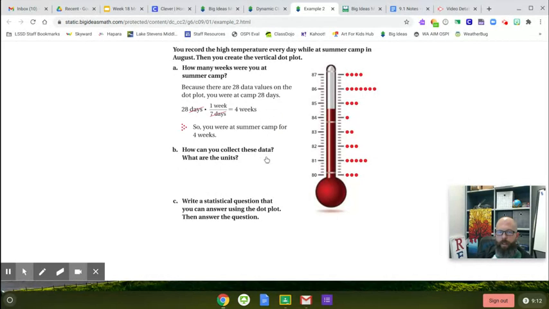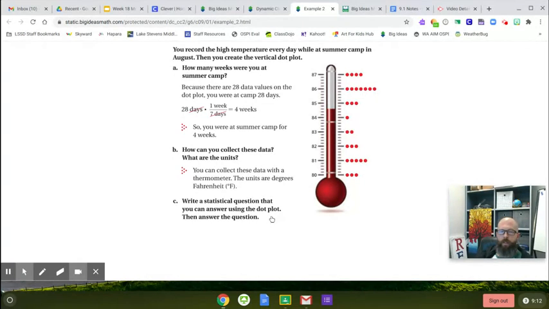So how can you collect these data? What are the units? You can collect these data with a thermometer. The units are degrees Fahrenheit. So in the US, we use Fahrenheit. Lots of places in the world use Celsius. So you just collect the high temperature for each day and put a dot on each one.